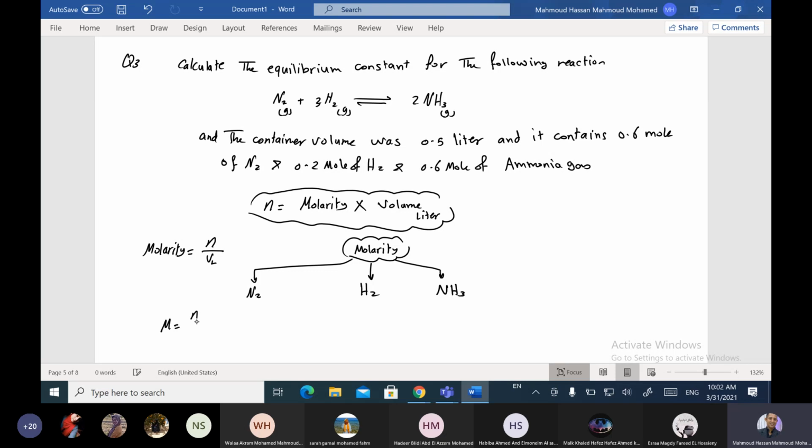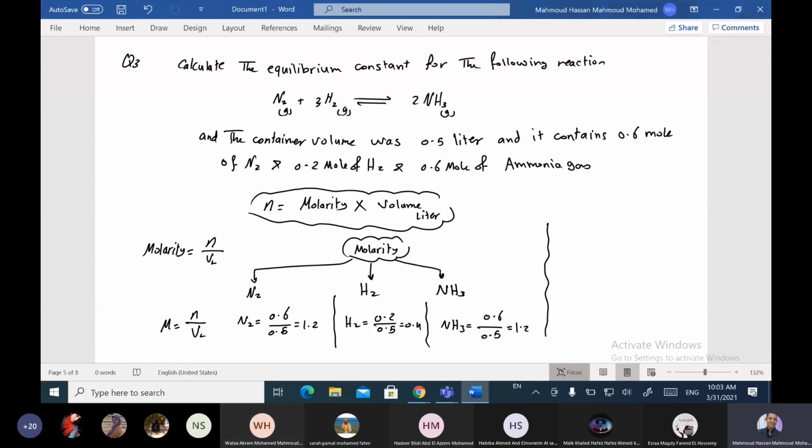So molarity equals number of moles divided by the volume in liters. In the case of nitrogen, it equals 0.6 divided by 0.5, which gives us 1.2. For the hydrogen, 0.2 divided by 0.5 equals 0.4, and for the ammonia it equals 0.6 divided by 0.5 equals 1.2.